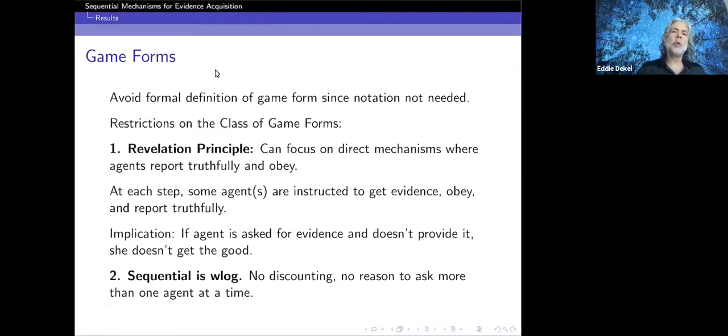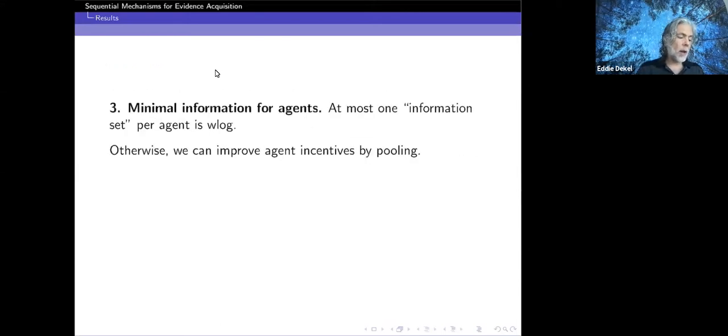Second, sequential is without loss of generality. There's no discounting. And there's no reason to ask more than one agent at a time. So without loss of generality, we're going to approach them sequentially. Not deterministically, that is with loss of generality, but sequentially. It's also without loss of generality to give one information set per agent.